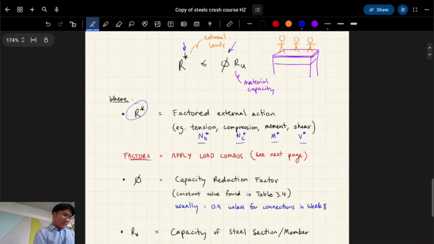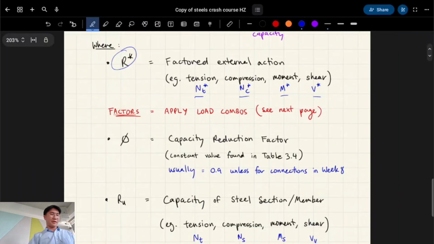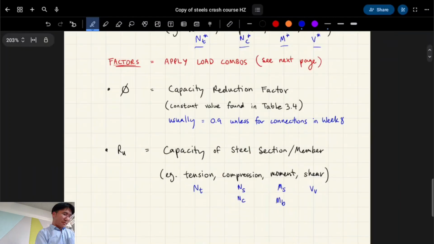Yeah, so anyway, there's a bunch of letters there for tension, compression, moment, shear, whatever. Yeah, I've explained that, okay.